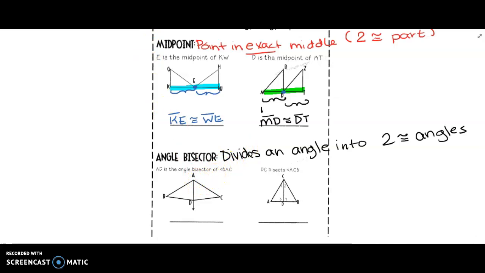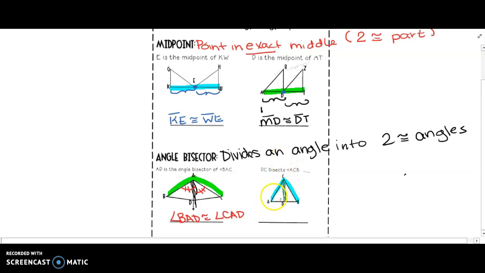So if I look here, I can say that AD, and AD is right here, AD is the angle bisector of angle BAC. Okay, well that should tell you that this angle here and this angle here are congruent. So I can say that angle BAD is congruent to angle CAD. Now go ahead and do this one over here on your own. All right, so DC bisects angle ACB, so that would tell you that angle 1 and angle 2 are congruent.